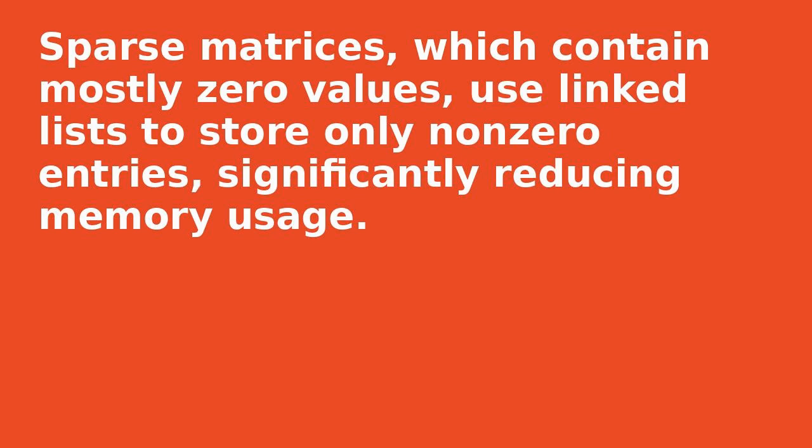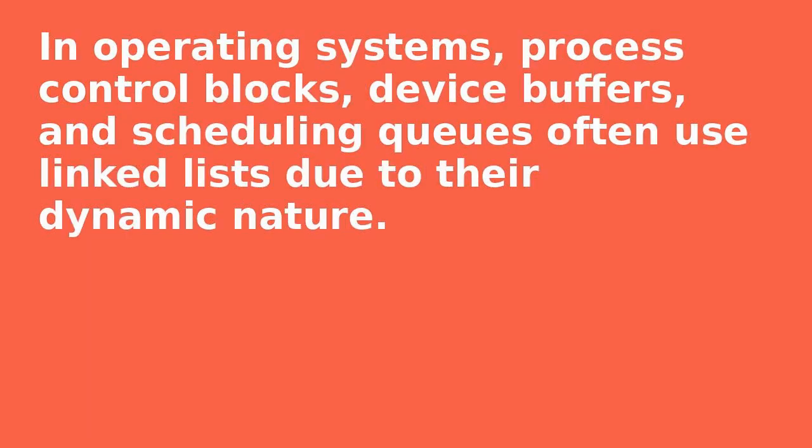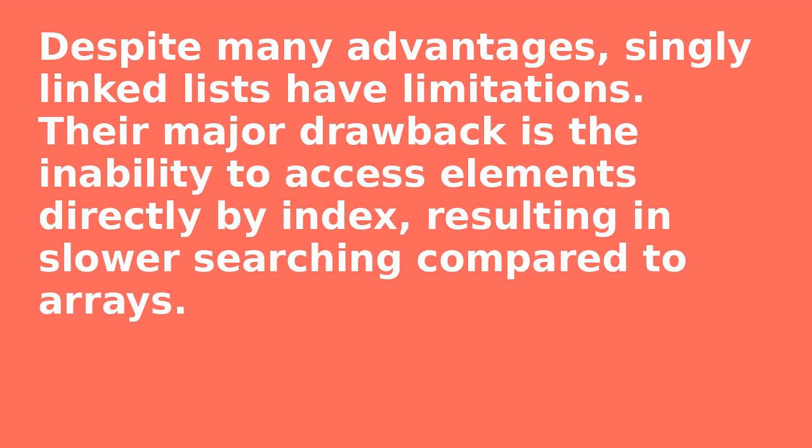reducing memory usage. Linked lists are also common in compilers, where symbol tables and dynamic structures required during parsing are implemented using nodes and pointers. In operating systems, process control blocks, device buffers, and scheduling queues often use linked lists due to their dynamic nature. Despite many advantages, singly linked lists have limitations. Their major drawback is the inability to access elements directly by index, resulting in slower searching compared to arrays.